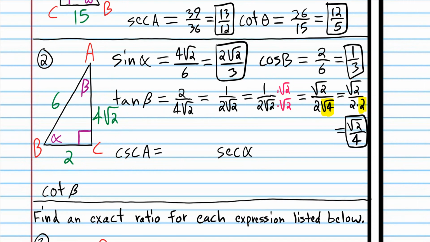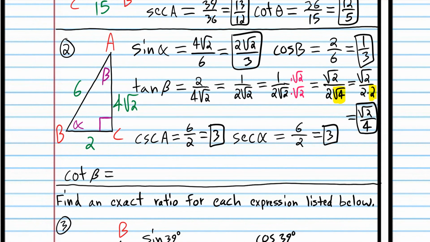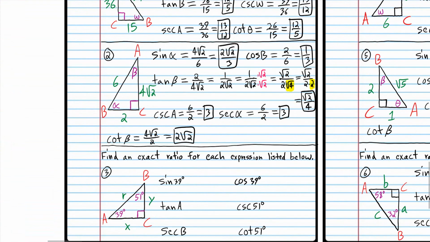Now we're going to find cosecant A, which is the hypotenuse divided by the opposite side. So that reduces to 3. And then secant alpha is the hypotenuse divided by the side adjacent alpha, which is 2. So that's also equal to 3. And then we have cotangent beta, so that's the side adjacent beta divided by the opposite side. So that'll be 4√2/2, which is 2√2. And there you go.